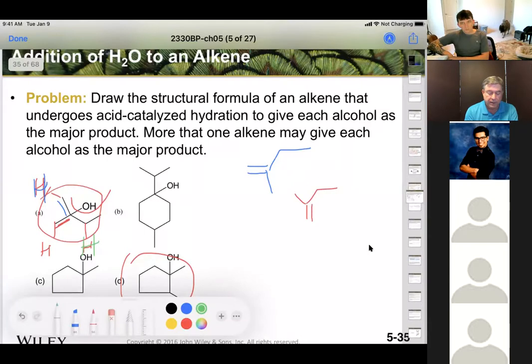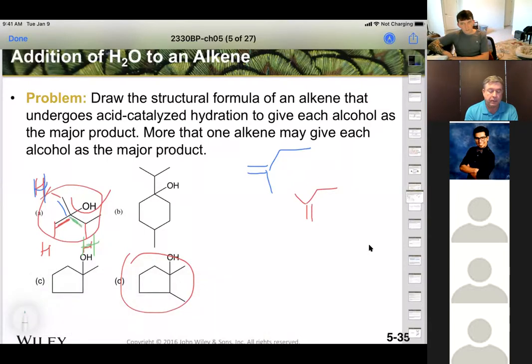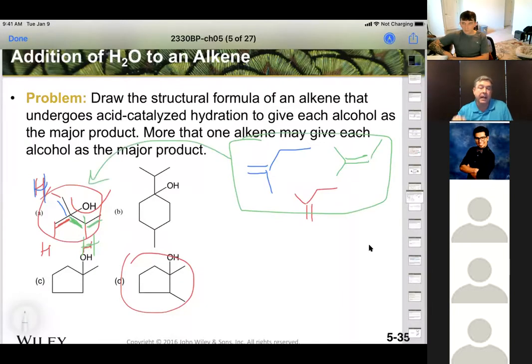Now let's do the green one. If we take that hydrogen, our double bond had to be in here, but not out here, because the OH would have ended up on this carbon. The double bond had to be in between where the hydrogen was removed and where the OH was added. So that turns it into a different material altogether. All three of these alkenes will give this product in acid-catalyzed hydration. Do we see why?